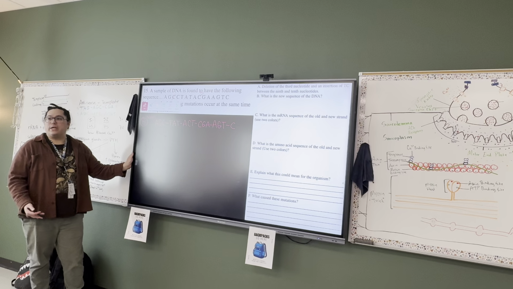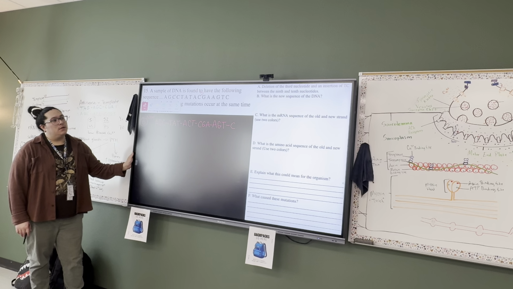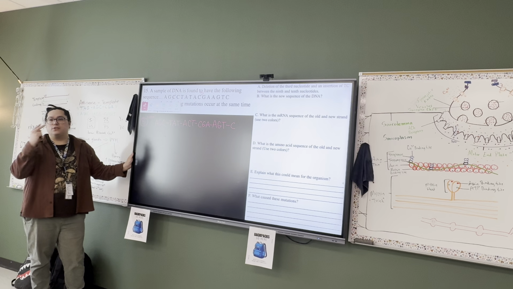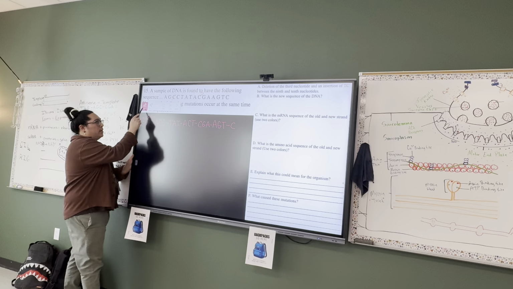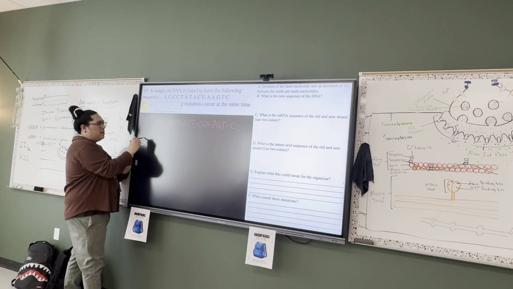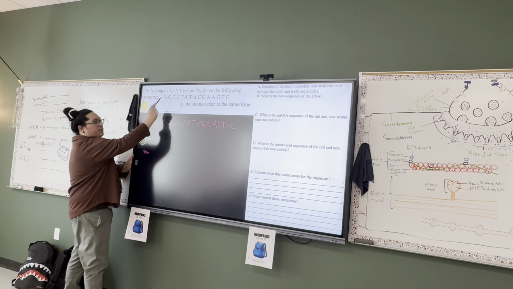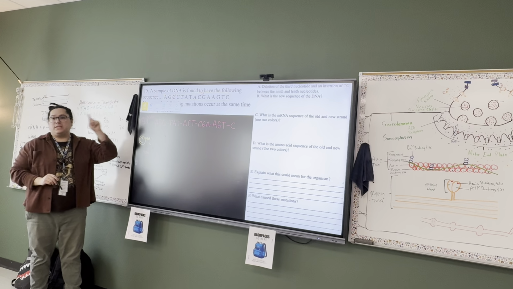Then in C, what are we gonna do? What does it say? Go ahead and read it for me, please, Abigail. What is the mRNA sequence of the old and new strand? And we need to use two colors. So again, new is gonna be the magenta, and then the yellow is gonna be the old one. So right here for letter C, I have my old, and then I have my new. I'm gonna do old first, but old is this one right here, okay?